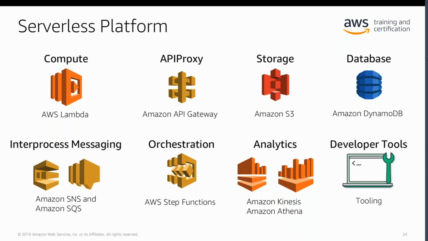Well, AWS Step Functions allows you to automate all of that through an orchestration tool that allows you to specify the flow of your application across different serverless functions that you're creating. We also have some analytics tools for managing things like streaming data or querying data from an S3 bucket. Those are Kinesis, which can manage streaming data.